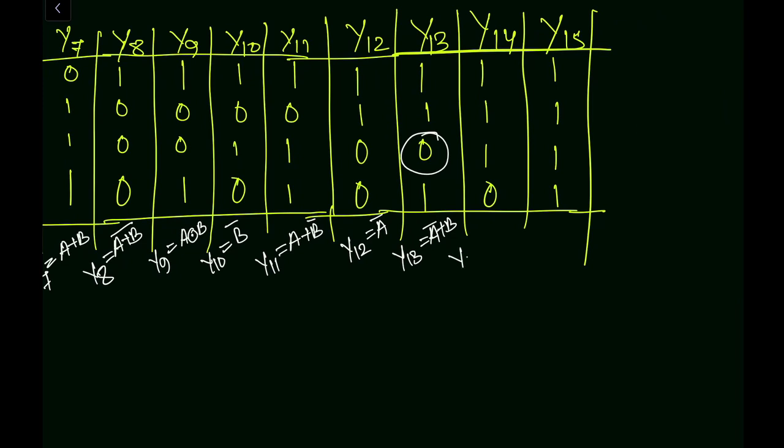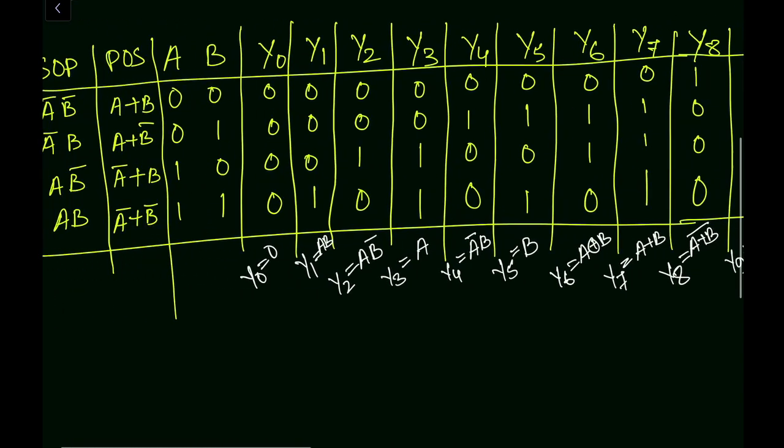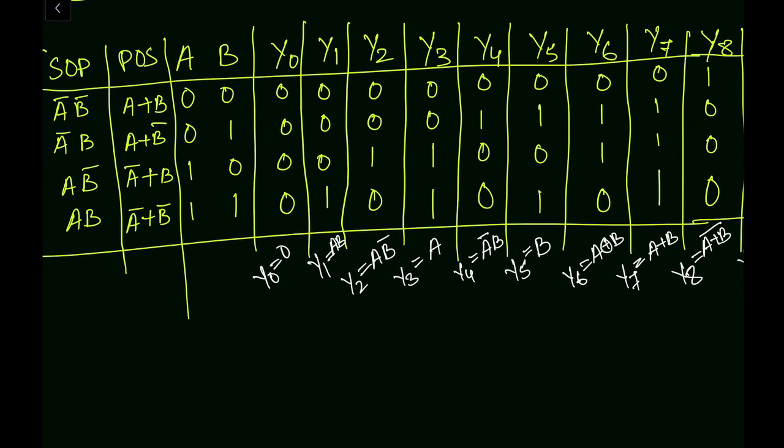Next we have y14 is equal to 1 1 1 0. So we can see a b bar, or we can write it as a bar plus b bar. Okay, so this is similar. Next we have y15 equal to 1, because all the values are 1 irrespective of the input values. So these are the Boolean expressions for the different output values.